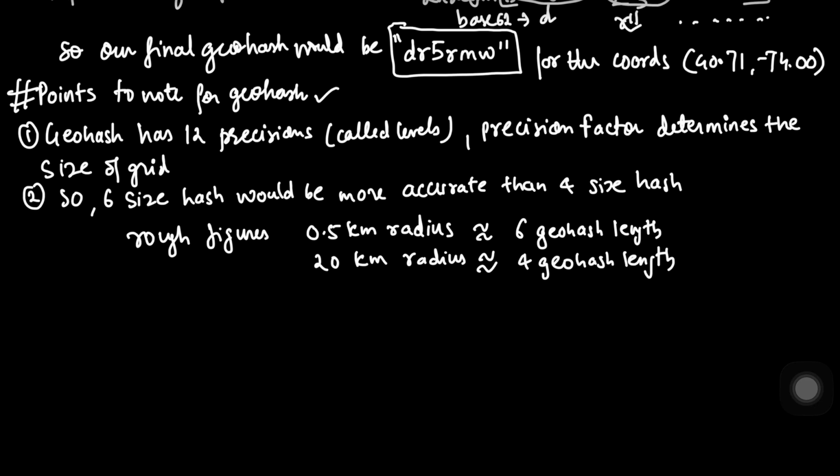If I talk about rough figures, a 0.5 kilometer radius is roughly equal to a geohash length of 6. And a 20-kilometer radius would be a geohash length of 4. So basically, the longer the geohash string, the more accurate the grid size is. The deeper we move into any kind of map or geographical data, the longer the geohash is.